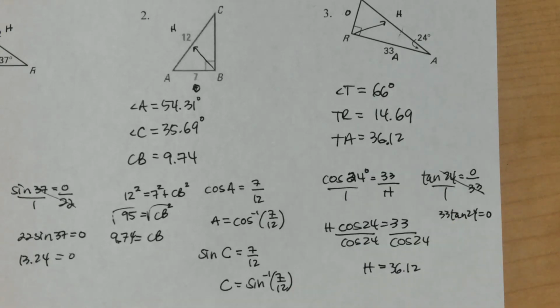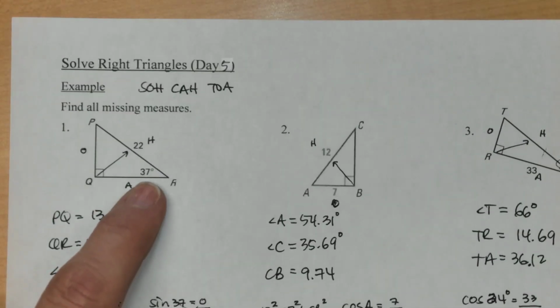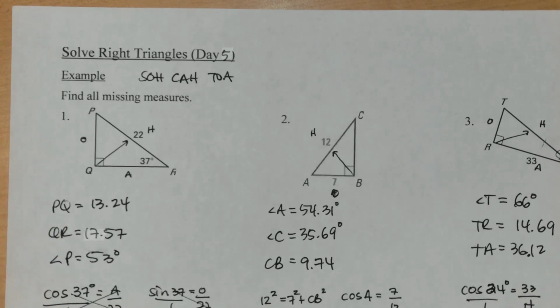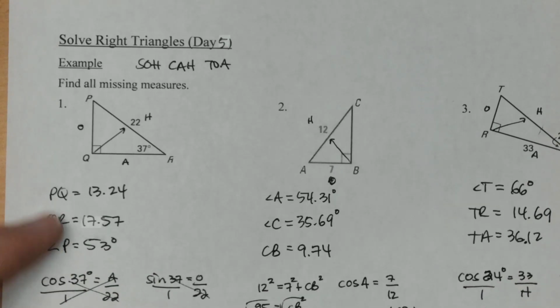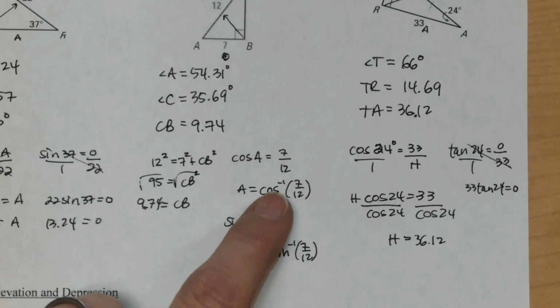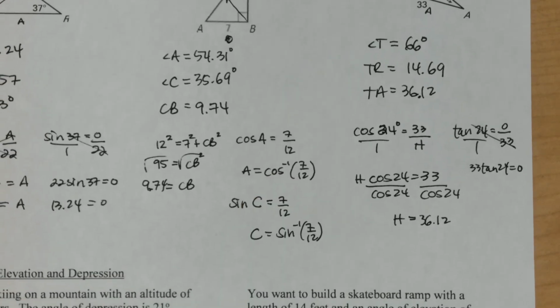That was your only angle. So if you get an angle, you're going to set that up like I would say normal, like we spent several days doing this kind. If you don't get any angles, then you're going to have to use your inverses. That's how you find your angle measures.